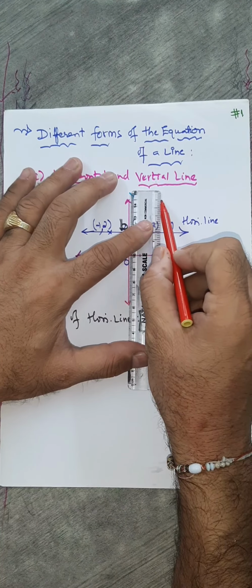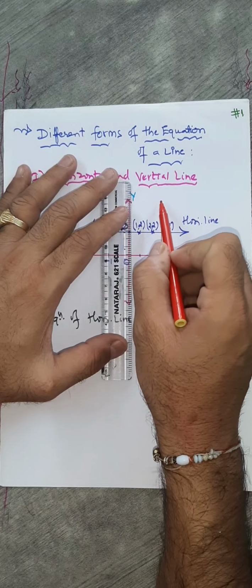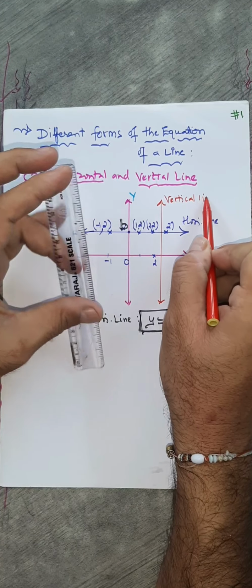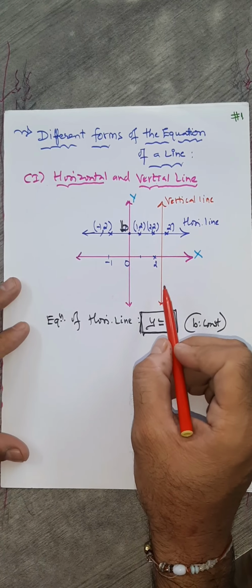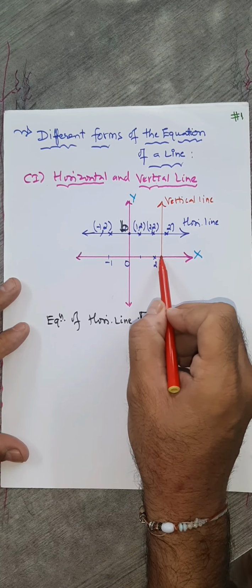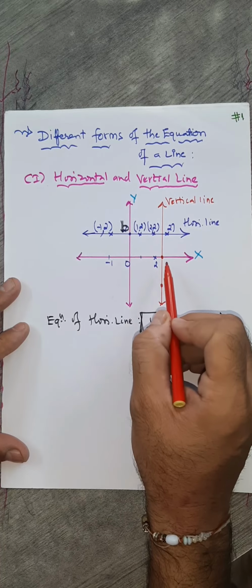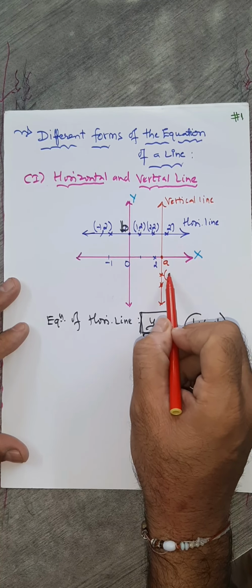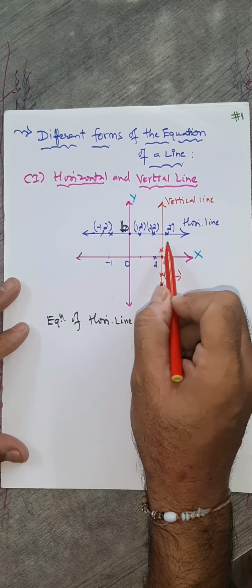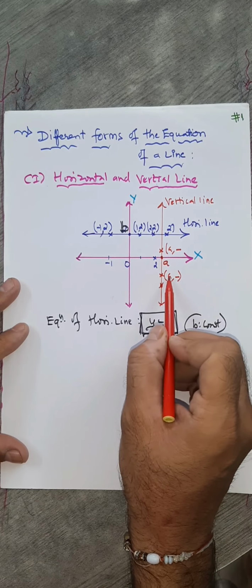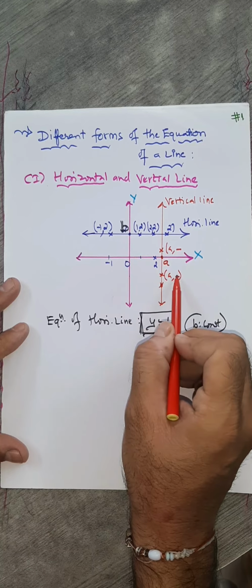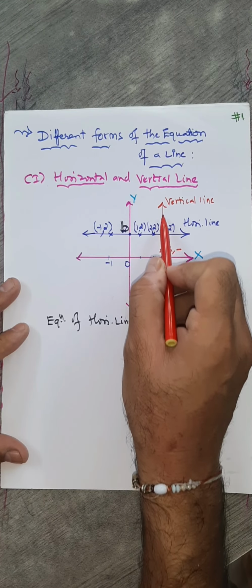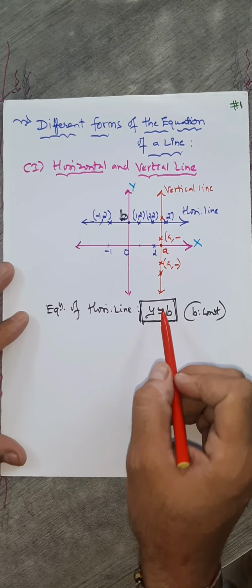Now if I take a vertical line, that is parallel to y-axis. Suppose this is the vertical line. Vertical line means parallel to y-axis. It depends upon this point. Suppose this point is a, or 3. Then everywhere here the first coordinate would be a. The second coordinate comes from this. If it is minus 1, here it is minus 1. If this is 1, then here it is 1. But the first coordinate remains the same.